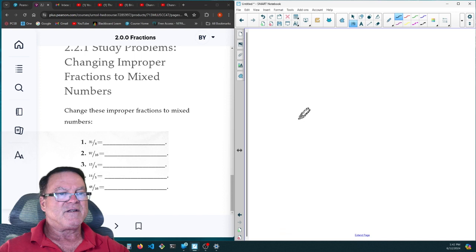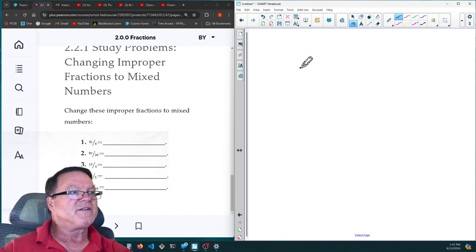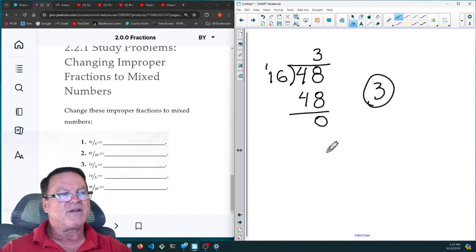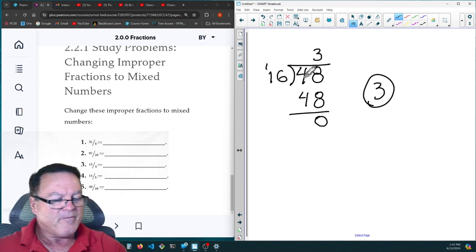And last but not least, we'll do 48/16. So here's 48. Draw our division bar. And we'll divide that by 16. And here, 6 times 3 is 18. 3 times 1 is 3. Plus 1 is 4. There's no remainder. Our answer is the whole number 3. That's our answer to that one. Okay.